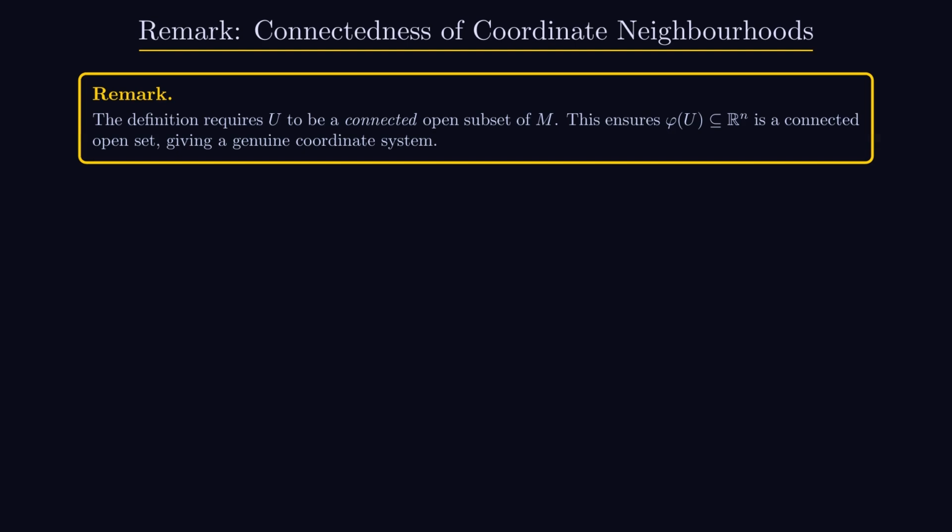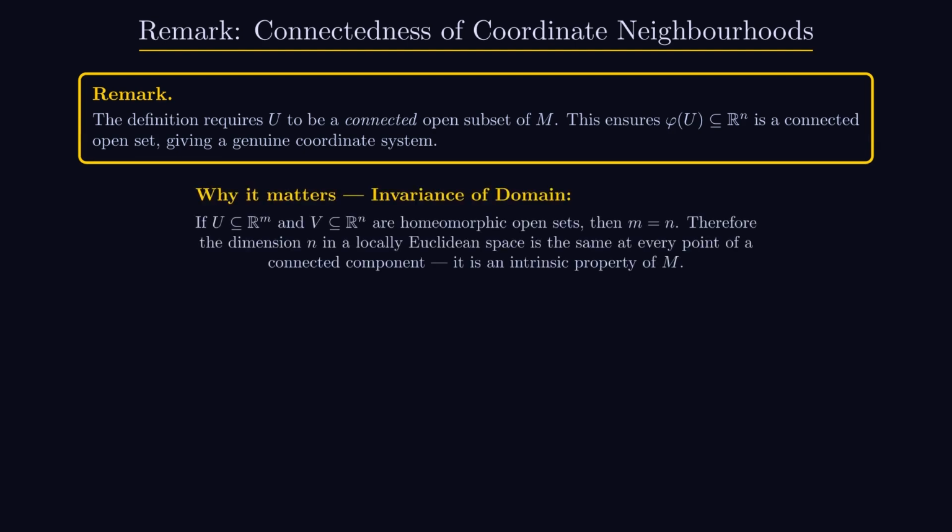Why does this matter? By invariance of domain, if an open subset of Rm is homeomorphic to an open subset of Rn, then m equals n. Therefore, the dimension n is the same at every point of a connected component. It is an intrinsic property of the space M. We write dim M equals n.